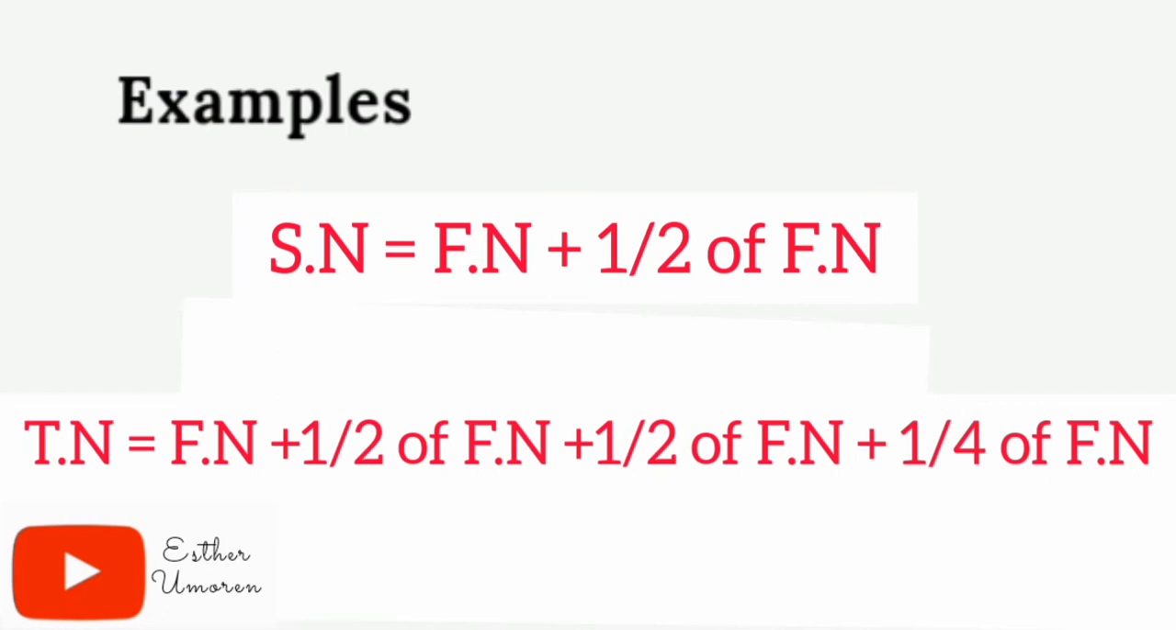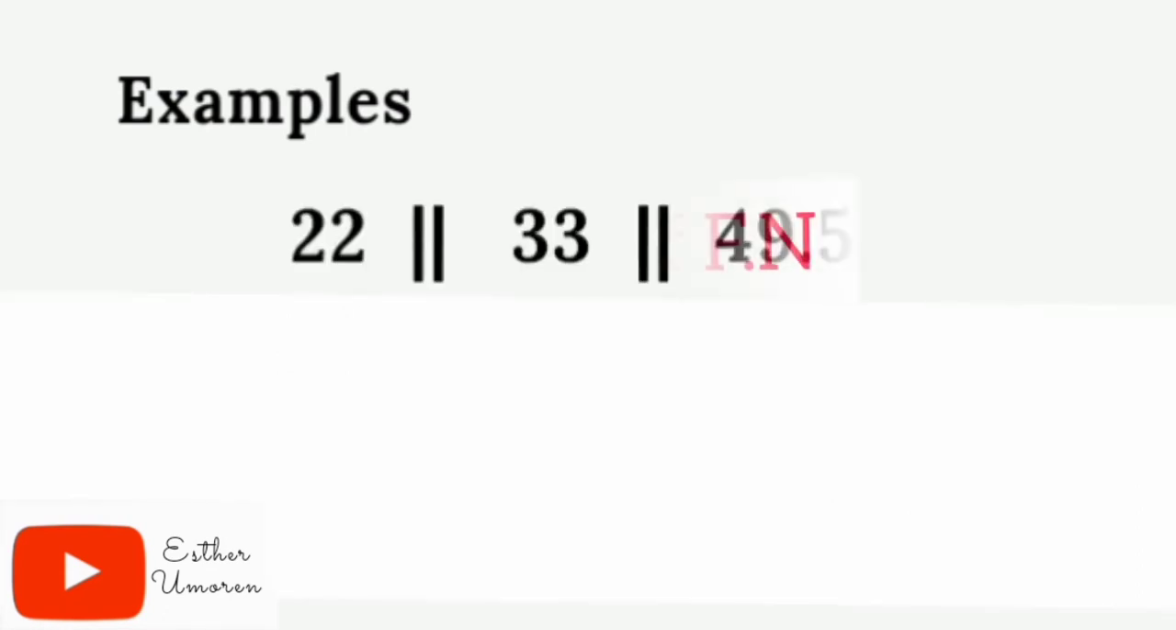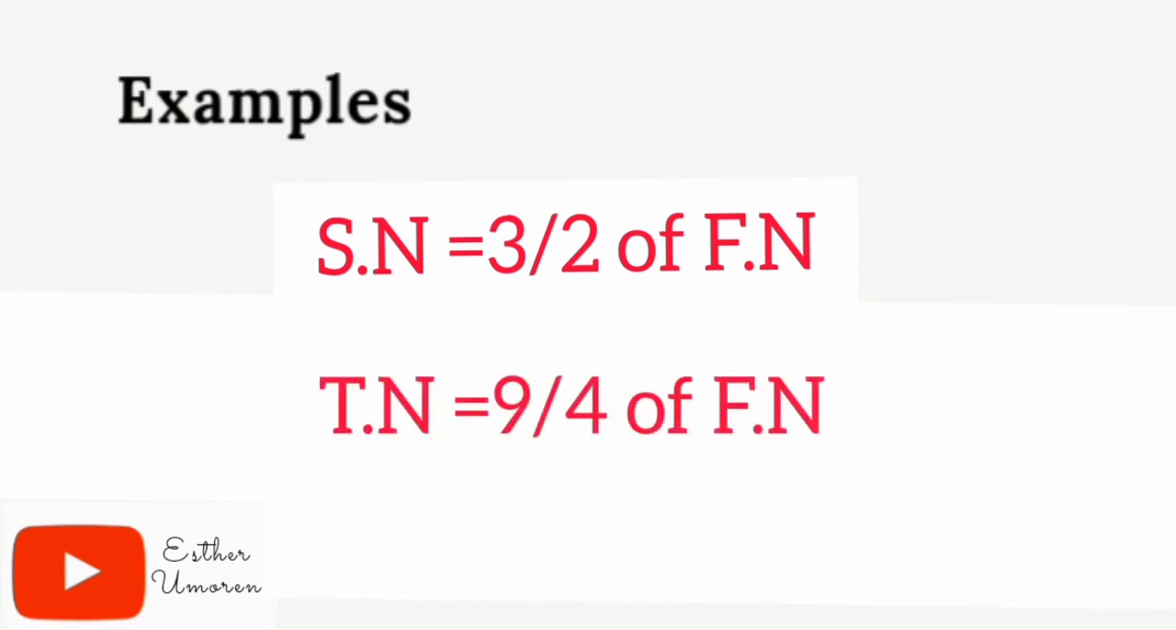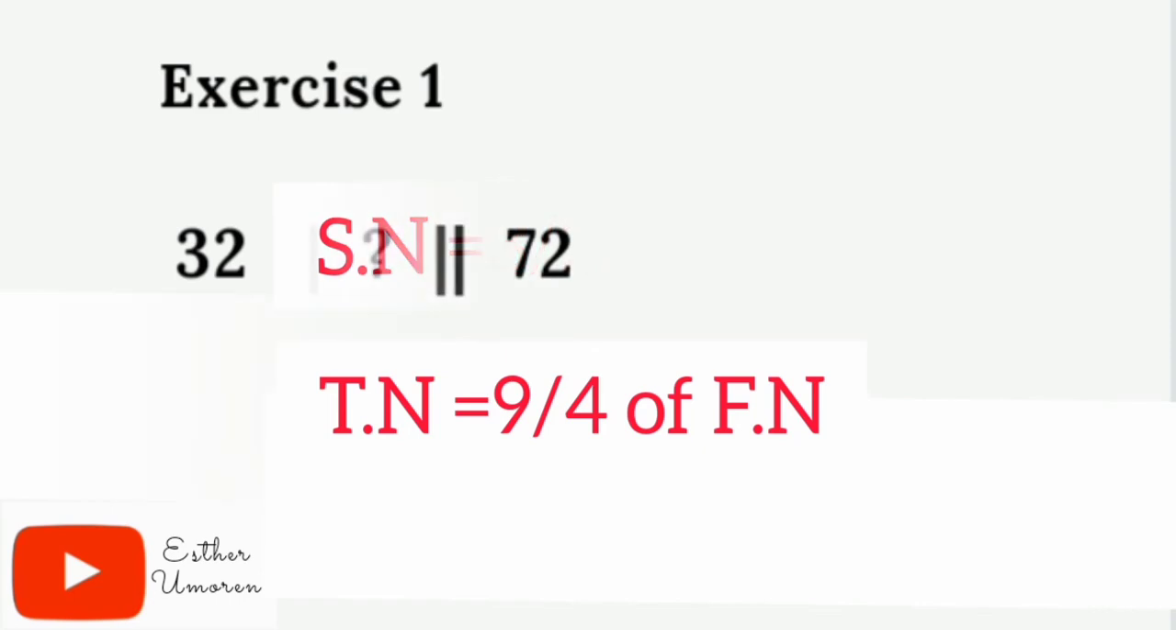Looking at this equation closely and simplifying further, we can safely say that the second number is the same thing as 3 divided by 2 of the first number, while the third number is the same thing as 9 divided by 4 of the first number. So that's how it is done. The moment we know the first number, we can solve for the second and the third. And also, if we know the second or the third, we can always get the first number from there. At this point, we're going to jump right into the exercises.